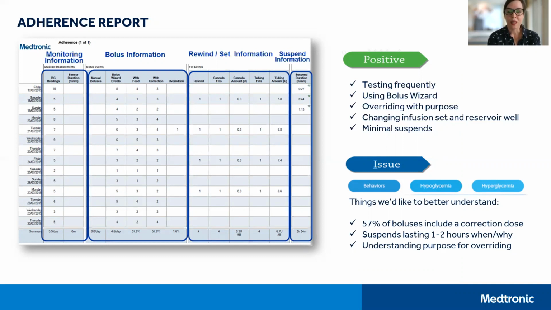There are some suspends lasting 1 to 2 hours, and so it's not that that is good or bad. Again, we just want to understand when and why those longer suspend durations occur to ensure that if there's a better strategy that we can employ to help you out, then we would want to do that so it's less work for you. And then, of course, just understanding the purpose of overriding will also help us help you. If there's something we can do or put in place so that you don't have to override, then we would want to do that.